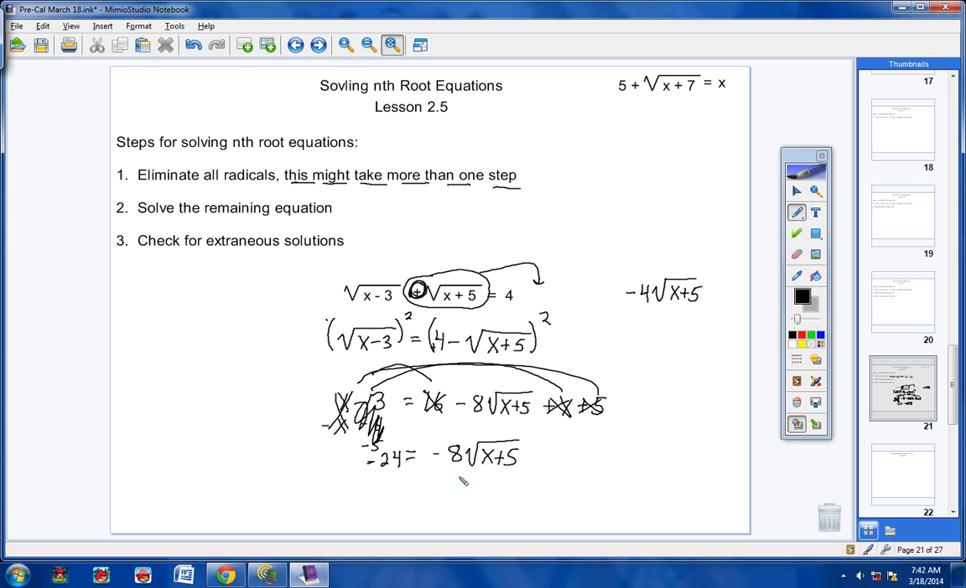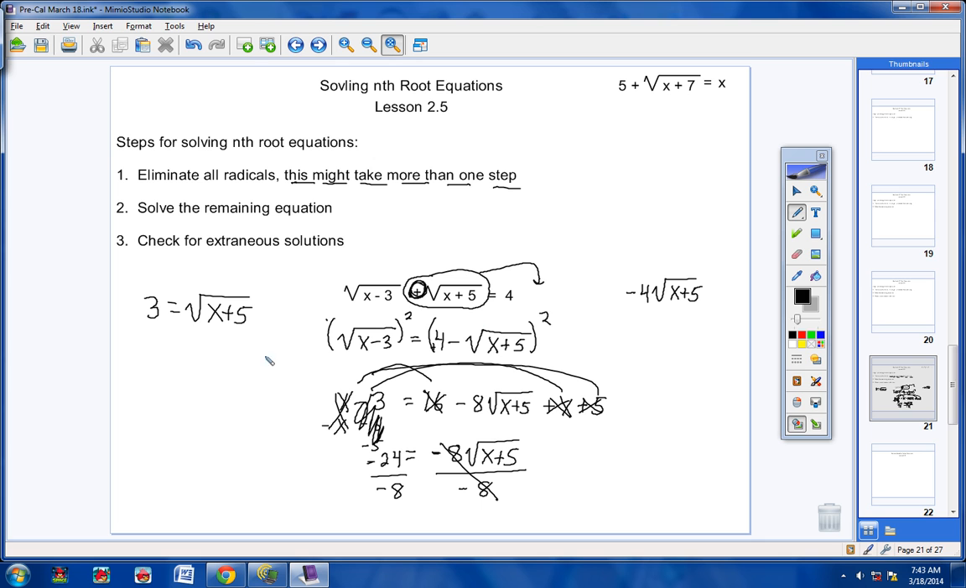Now, is the radical by itself yet? No way, not at all. There's a negative 8 here. So now I've got to divide by negative 8, divide by negative 8. And if I do that correctly, a negative 24 divided by negative 8 is 3. Over here, your negative 8's cancel, and you're left with the square root of x plus 5. Now we're finally getting somewhere.